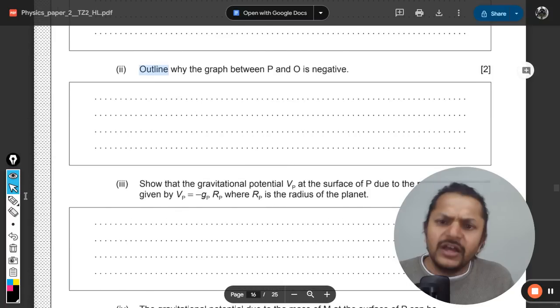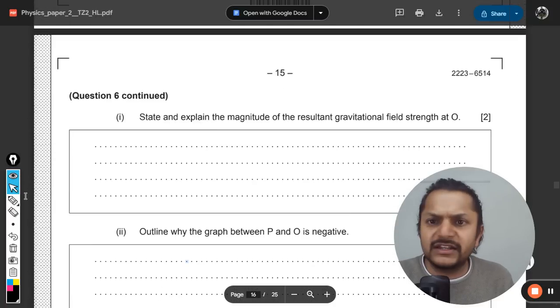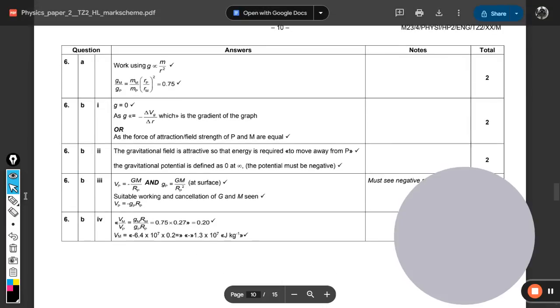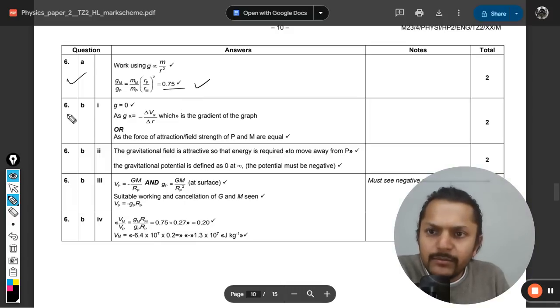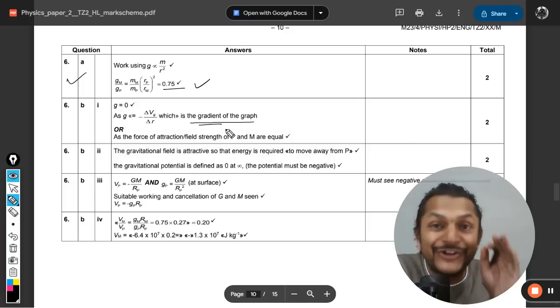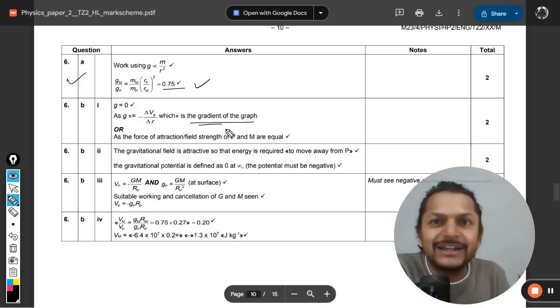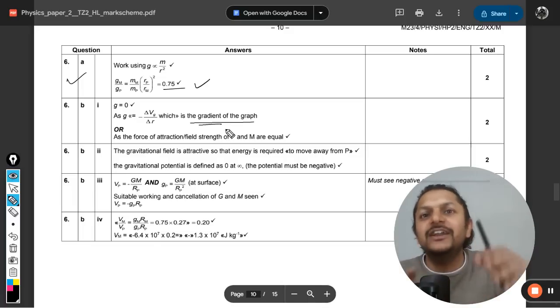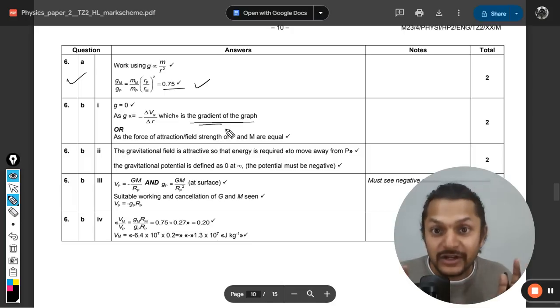We will go to the third point, but after going to the mark scheme. Let us move to the mark scheme and see what answer they are giving. Okay, question number 6. So 6a, you can clearly see that the answer is 0.75. This is exactly what we got. B1 is that g is equal to negative dV by dr, which is the gradient of the graph. We are not using the word rate, we are using the word gradient. So in this question, you have also learned when we can use gradient and when we have to use the word rate.